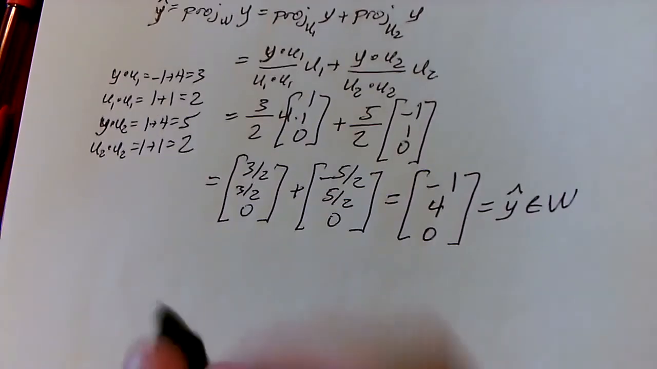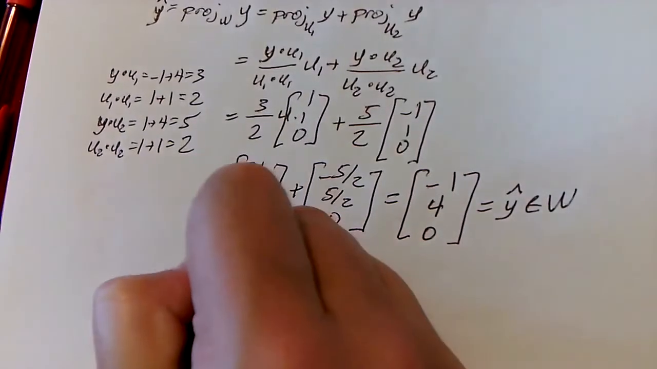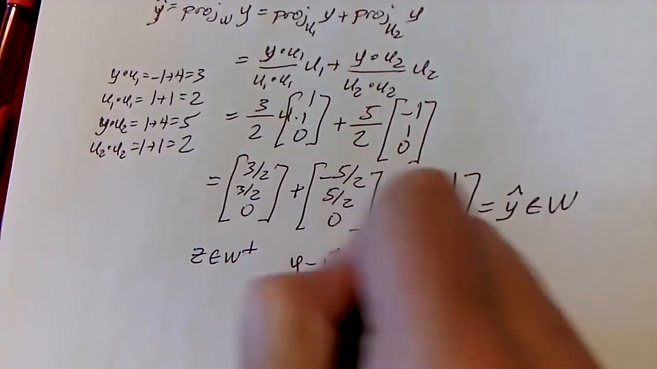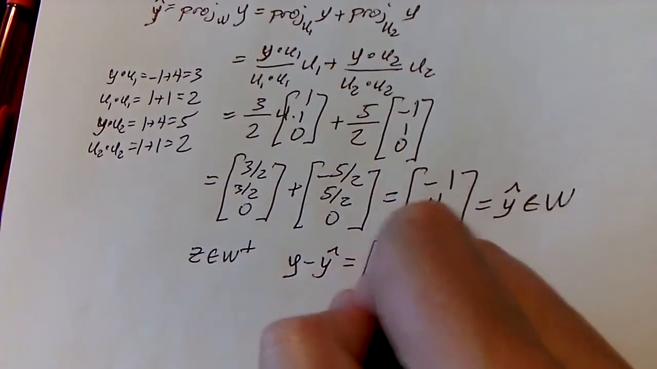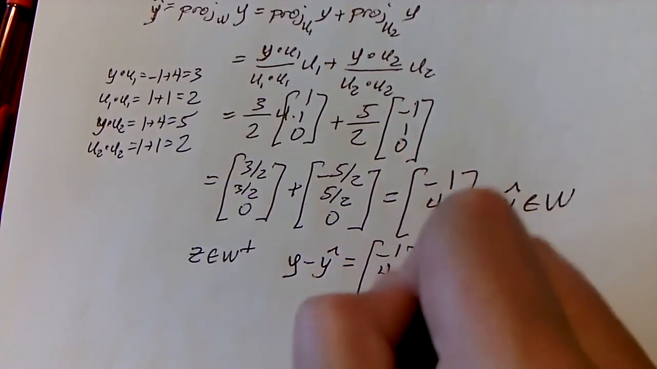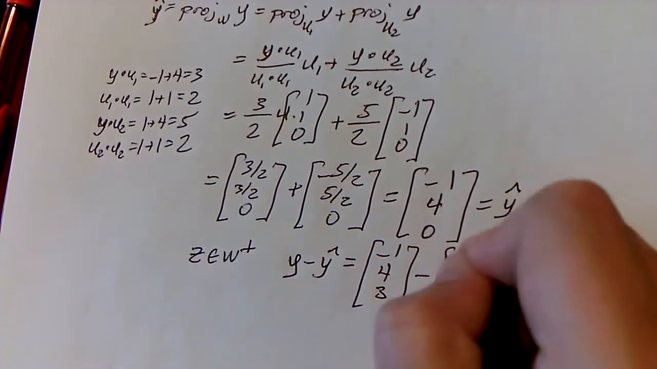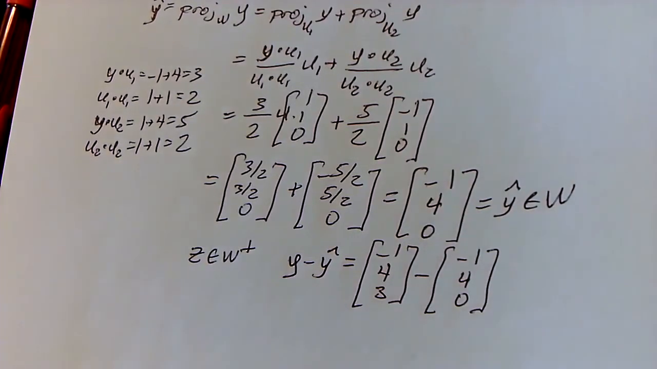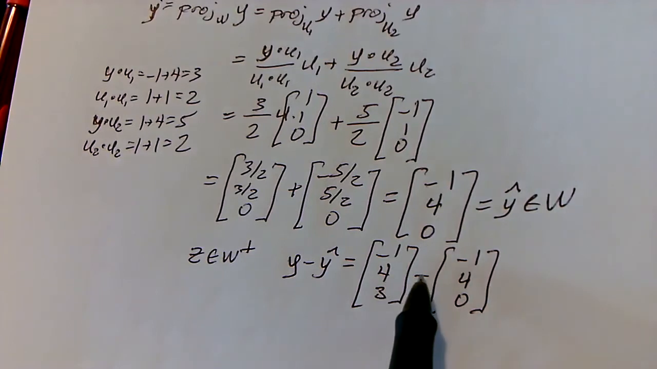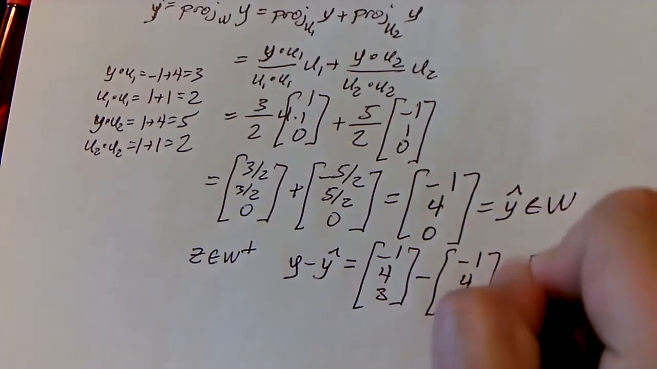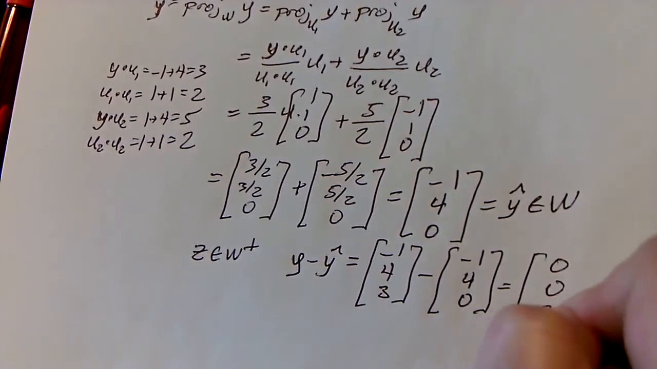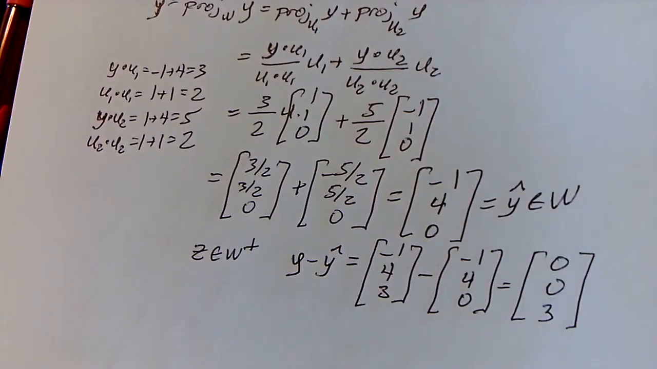So now to find Z that's in W perp, I simply do y minus y hat. Okay, y, remember, was -1, 4, 3. And y hat is -1, 4, 0. Okay, so I have -1 plus 1, so I get 0. I have 4 minus 4, I get 0. And 3 minus 0 is 3.